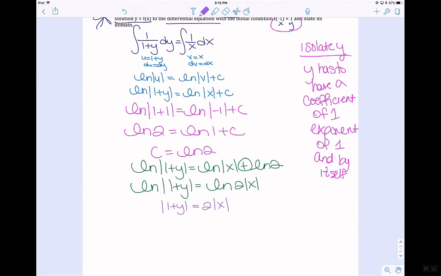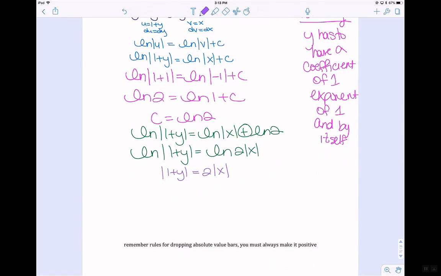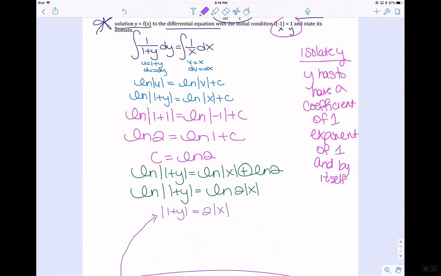Now this is where it gets a little tricky. Remember the rules for dropping the absolute value bar. You have to always make sure that your result will be a positive number. So what we do is we look at the initial condition. The initial condition plugs in a negative 1 for x and a 1 for y. So if I always plug in positive values for y, then I can just drop the absolute value bar and get 1 plus y.